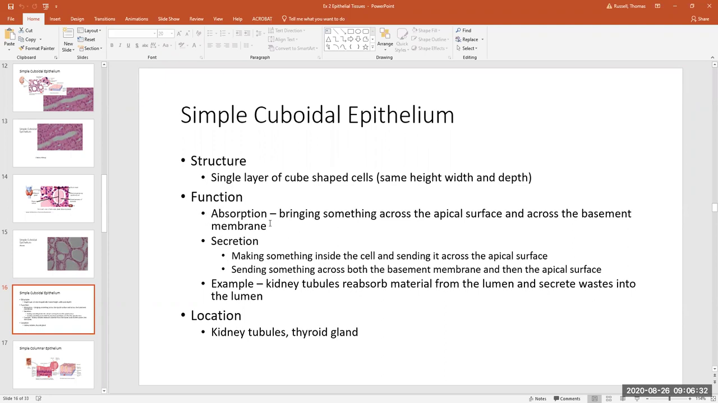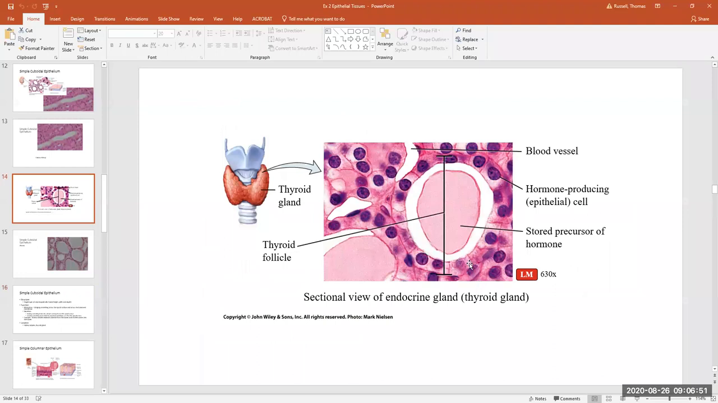And the absorption process can also mean that the substances go from the apical membrane across the basolateral membranes across the basement membrane of the simple cuboidal epithelium. So let's go back to this picture and I'll show you. In this case, here's a simple cuboidal epithelium. The apical membrane of this cell is this edge right here because it faces its open area. This open area is what we call the colloidal area because it has a colloidal solution in here.